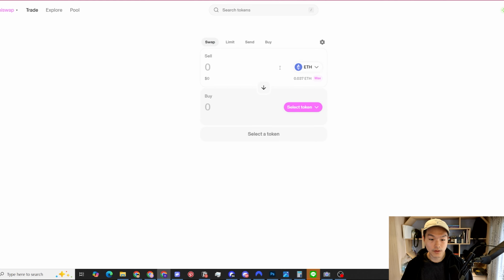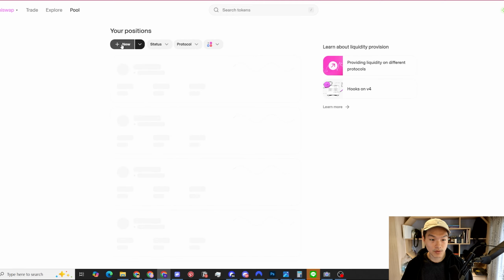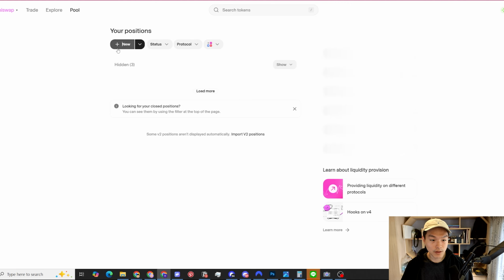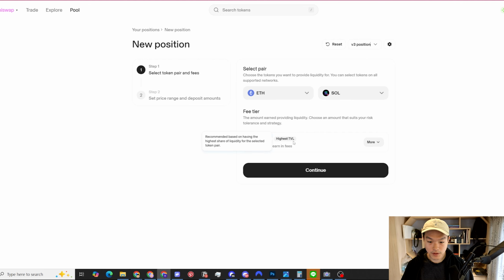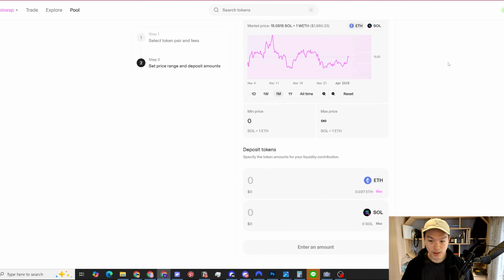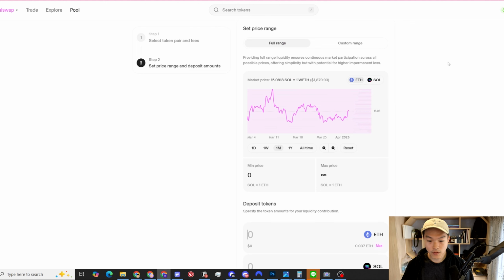Or I could go to Uniswap and swap my ETH for Solana, right? And if I want to create a new pool, I go to pool and new. So here is ETH and SOL. I want to do V3, 0.3% fee tier. I picked V3 because there's not a lot of volume and data behind V4 yet. So just still waiting on that before migrating over there.